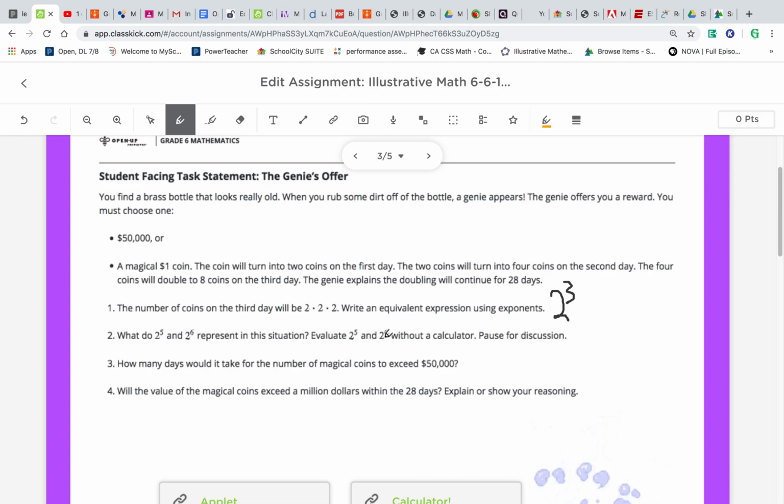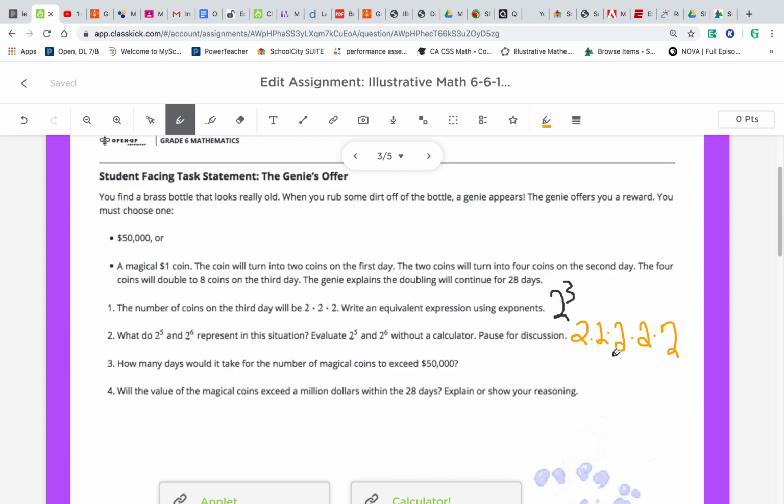Now evaluating them without a calculator, let's see here. 2 to the 3rd power, they already actually said this is 8, right? 2 times 2 times 2, this is 8. So 2 to the 5th power is going to be 2 times 2, and there's going to be 5 of them that show up. So if we want to write this down here without a calculator, it's going to be 2 times 2 times 2, and there's going to need to be 5 of them showing up, right?